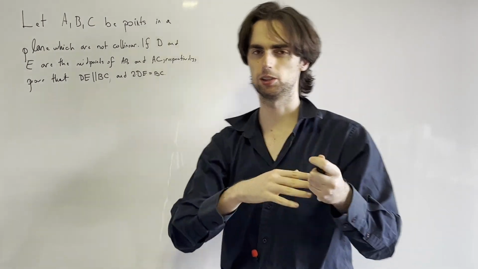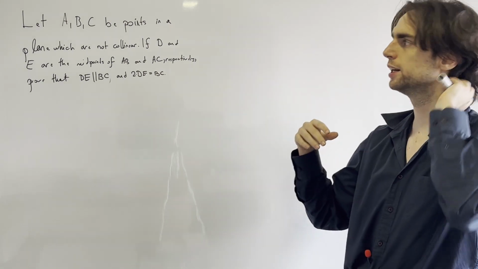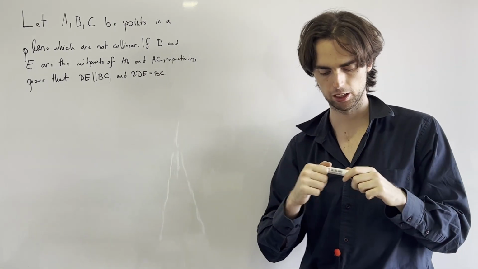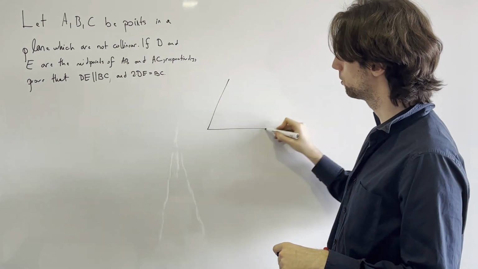Hello fellow problem solvers, so we're going to be doing this introduction to geometry, some techniques. Namely, here we're going to be looking at the midline in a triangle. So we have A, B, C, some points in a plane which are not collinear.